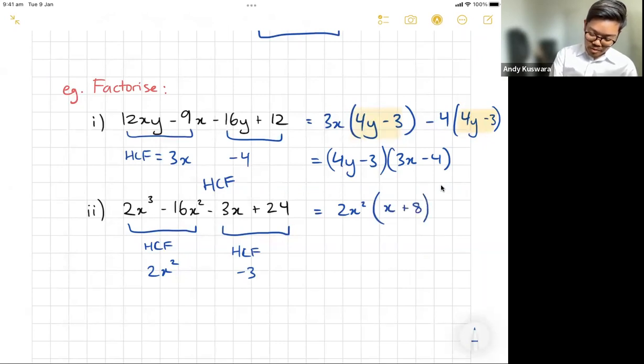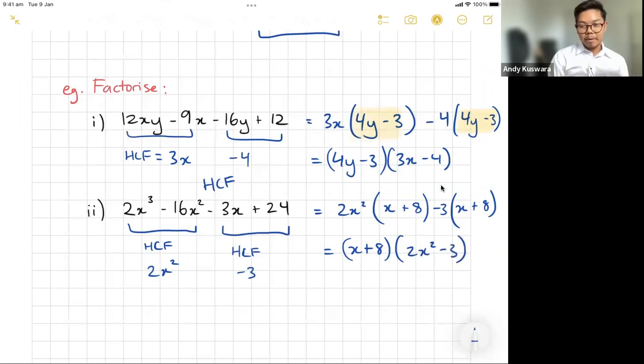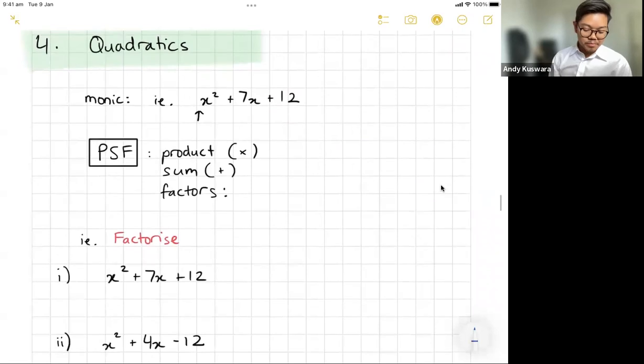Yeah. And then I've got the -3 as the next common factor, the second pair, and it's going to leave me with x +8 to give me 3x +24. Then from here, I can see my x +8 are common. So x +8 is one bracket. The other bracket will be 2x squared -3. And there's that.